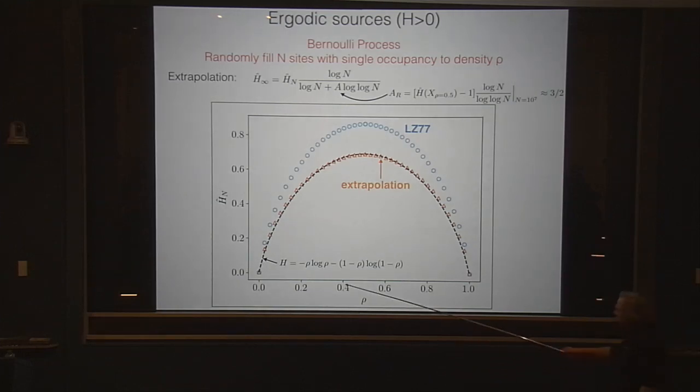So here, for instance, is entropy of mixing. That's essentially the first curve I showed you for the conserved lattice chaos. Here's what you find from Lempel-Ziv. Here's what happens if you do an extrapolation, as I told you you can do. This is just inverting the equation for redundancy that I showed you and solving for the Shannon entropy. You know, it's not exact, but it doesn't do too bad.